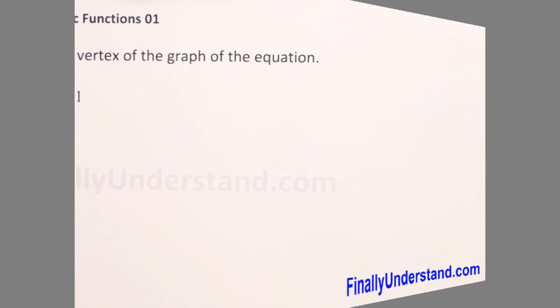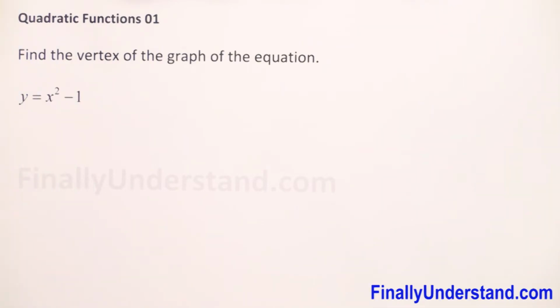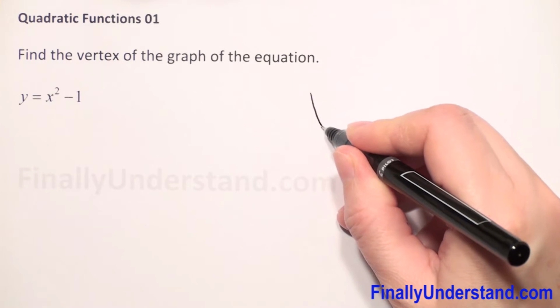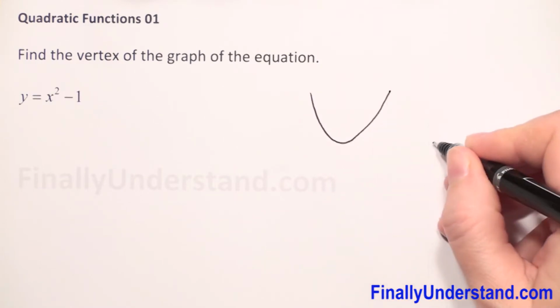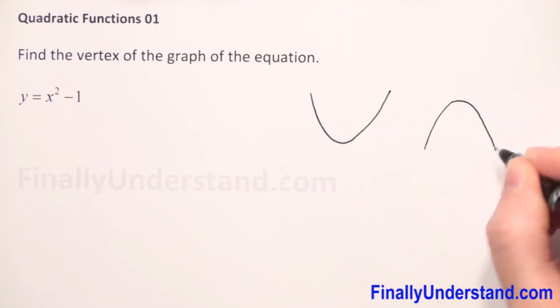We have to find the vertex of the graph of the equation. We are given a quadratic function. We know that the graph of a quadratic function is a parabola. A parabola can open up or open down. Everything depends on the coefficient before x squared.